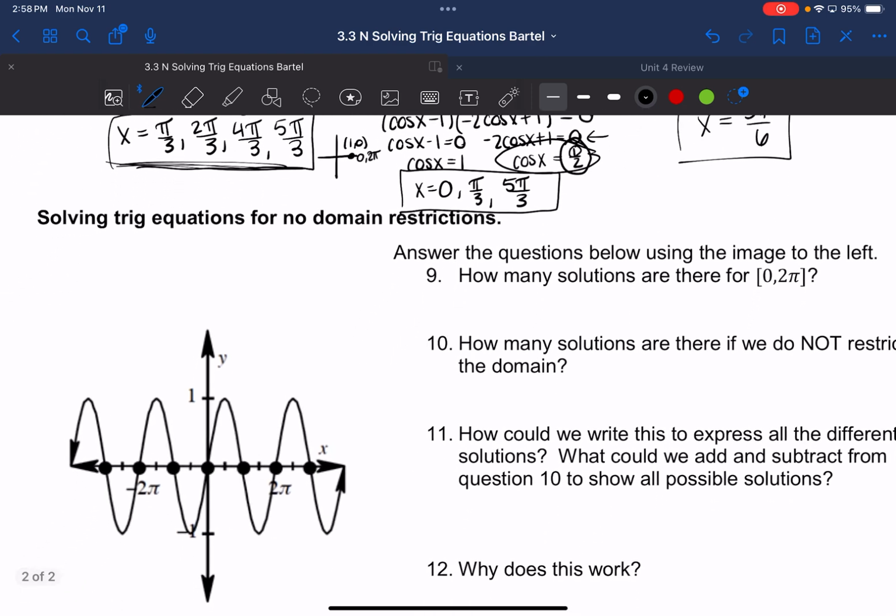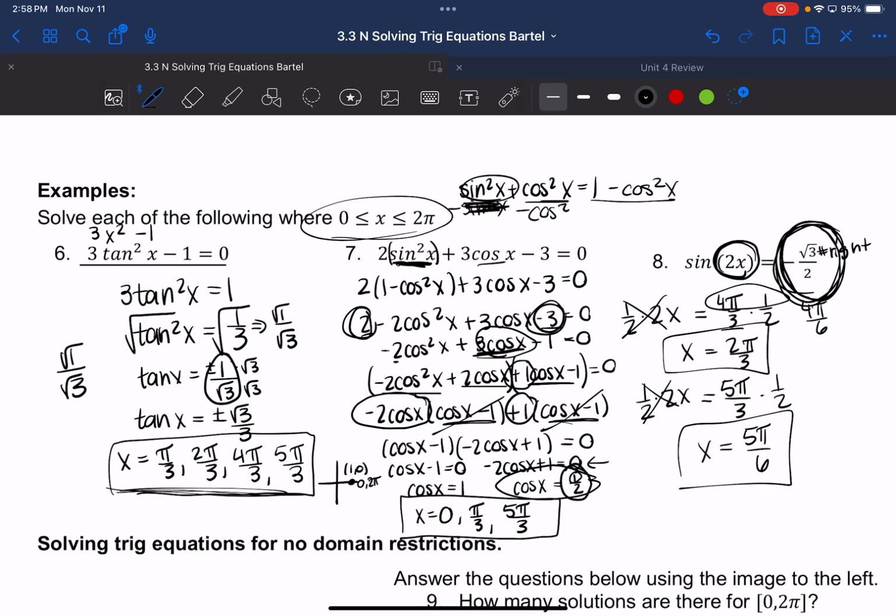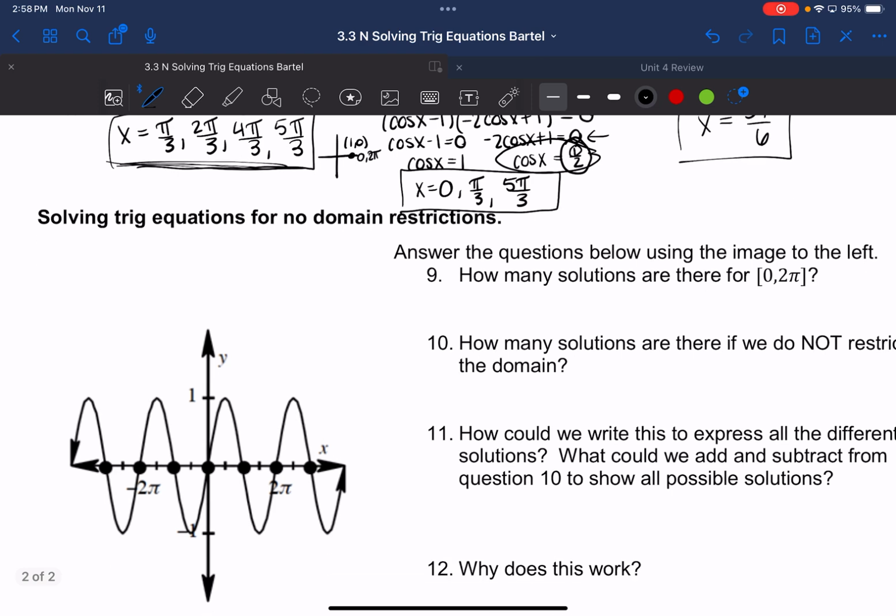Okay. So next one says solving trig equations for no domain restriction. The ones that we just did, we only were supposed to be going from 0 to 2 pi, right? On our unit circle, what happens if you go past 2 pi? It just repeats itself. So my answers would be the same as whatever we would normally come up with, but in repetition, infinitely, because it keeps going forever and ever.